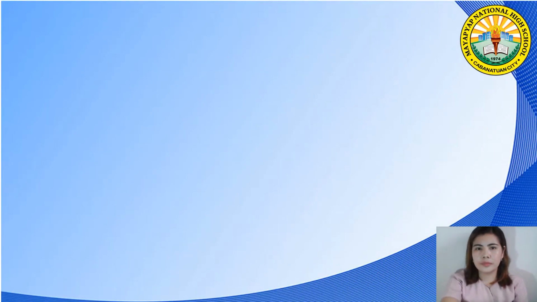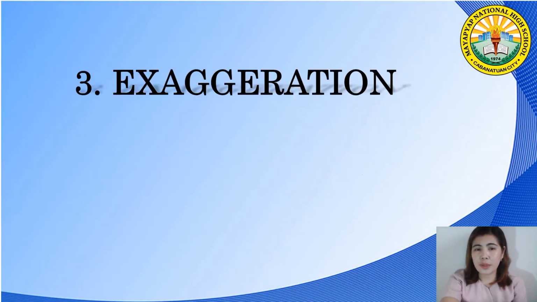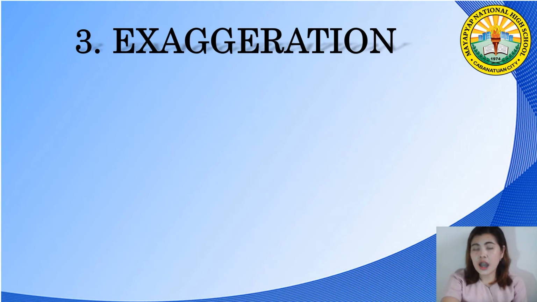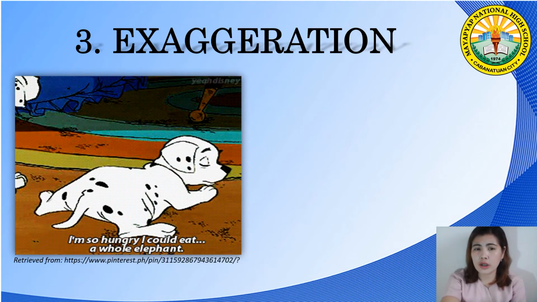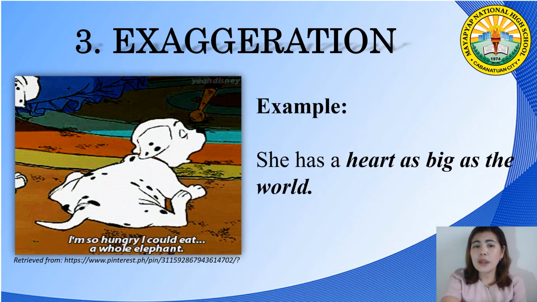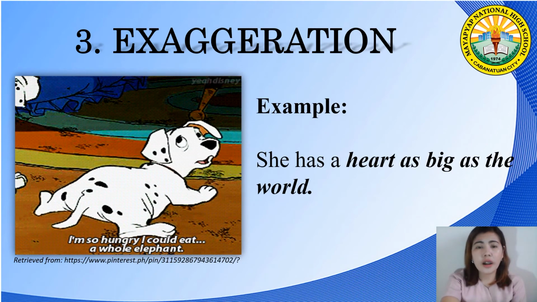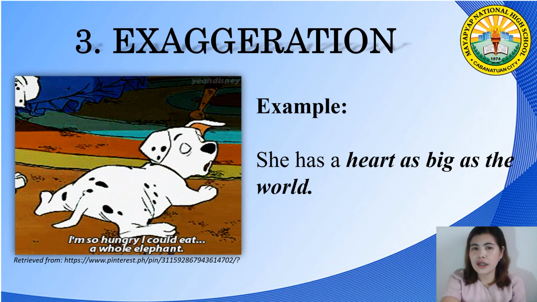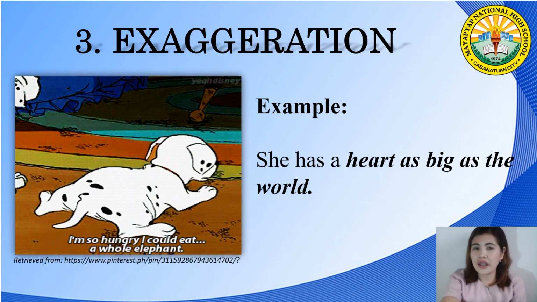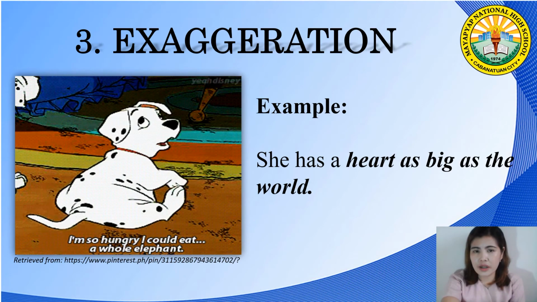The third one is the use of exaggeration. Exaggeration is making something seem much better or much worse than it really is. That is to give too much emphasis on the subject. The statement's highlighted phrase, heart as big as the world, is an exaggeration expressing the kindness of the person and not literally having a big heart.